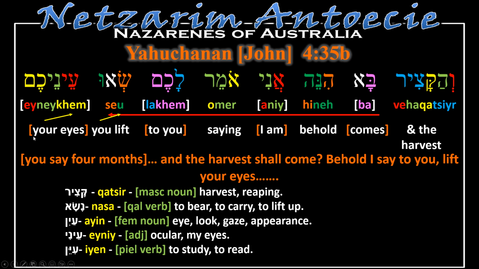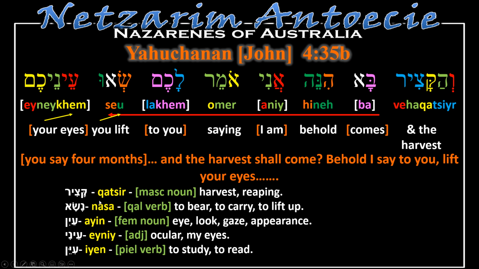Eine kem, your eyes. Now, of course, the kem is like a plural form of you. So your eyes. So he's talking to all of them. And the translation, you say 4 months, and the harvest shall come. Behold, I say to you, lift your eyes.